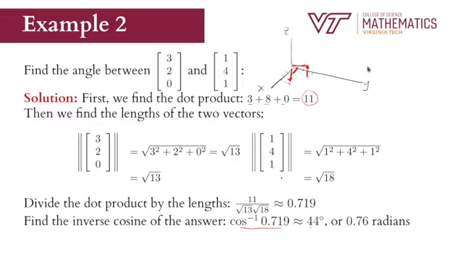All right. So the dot product is the numerator, the magnitudes are the denominator, and the answer is the inverse cosine of that ratio. We have to take the inverse cosine to get the angle. So let's move on.